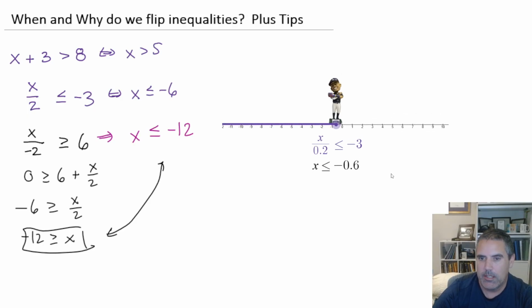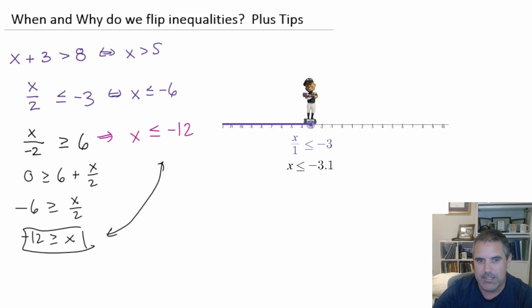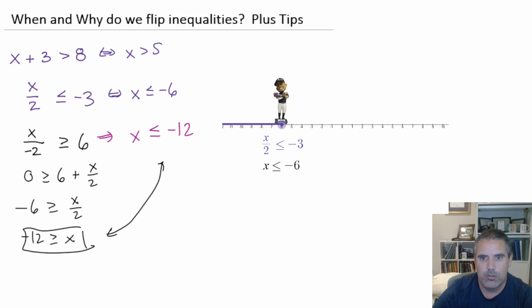And I'm going to say x divided by 0.2 is less than or equal to negative 3. You can multiply both sides by 0.2. It doesn't involve any flipping. You can then move over, like if I did x over 1 is less than negative 3. X over 2, you can just multiply. Nothing gets flipped. So the interesting case, again, is our Penelope jumping case.